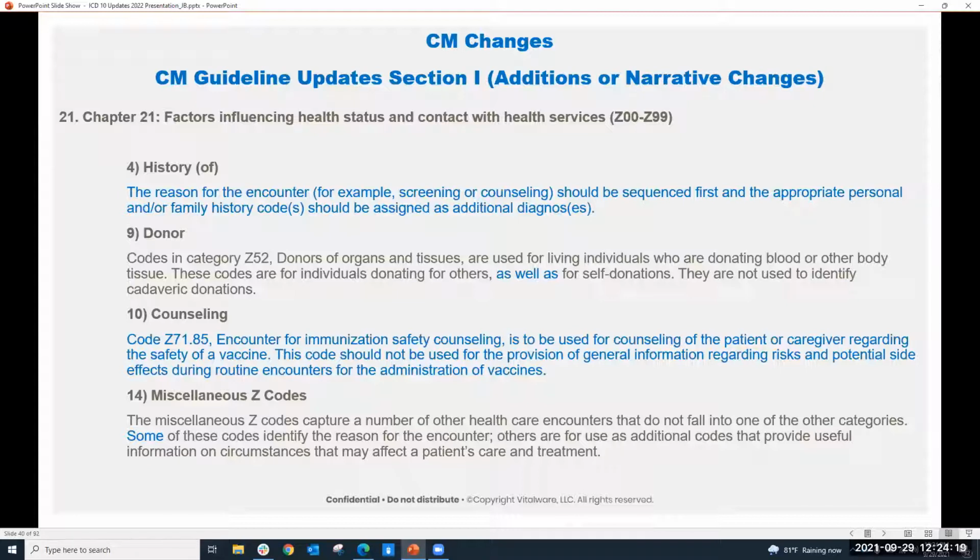Number 10, counseling. This code, Z71.85, should only be assigned if the patient specifically comes in for immunization safety counseling. This should not be assigned if the patient comes in for administration of an immunization and they are just given general information about that vaccine. This is if they're specifically coming in to be counseled about the safety of that vaccine. And then number 14, miscellaneous Z codes, they just have a wording change here.